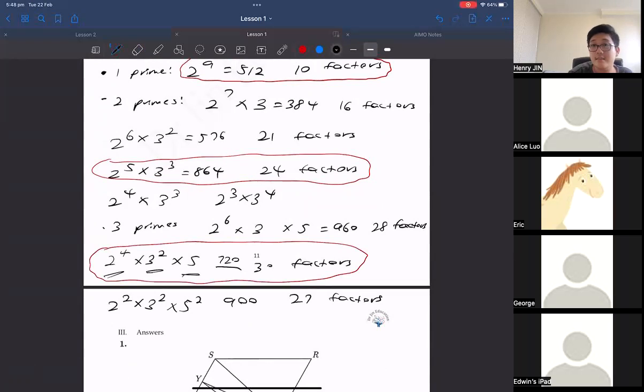Now, last case, let's go with 4 primes: 2, 3, 5, 7. Okay, so first of all, 3 times 5 times 7 is 105, so you can only have 2 to the 3. That's the biggest thing you can get. You get 840. How many factors? I get 32 factors. Okay, so this is the best by far right now.